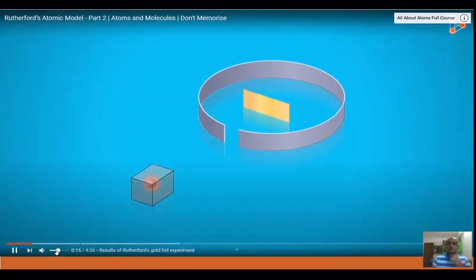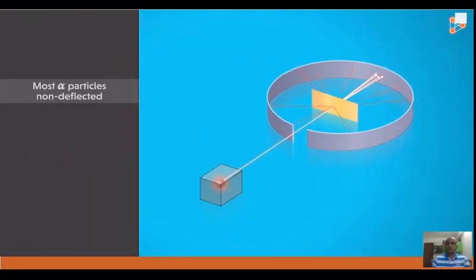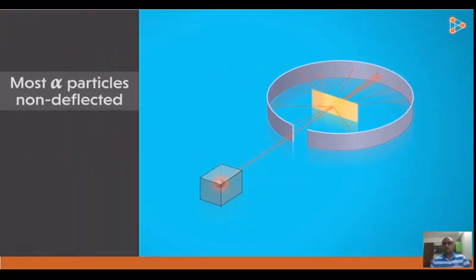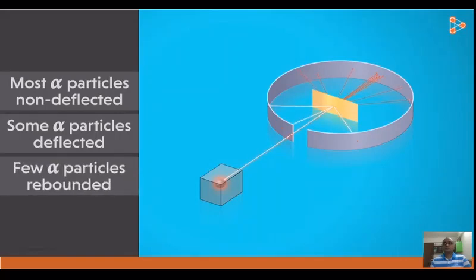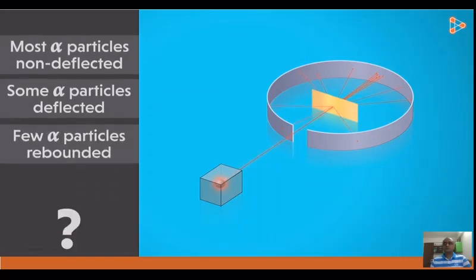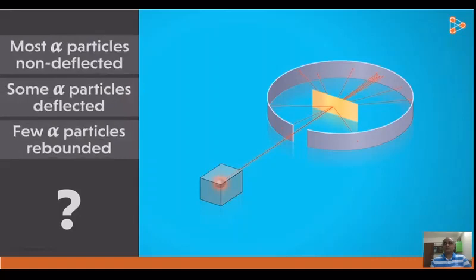He found that most of the fast-moving alpha particles passed straight through the foil and hit the detector. However, some particles got deflected by small angles. And lastly, to his astonishment, few alpha particles also rebounded. Now, how can this be possible? These three observations made Rutherford think that the plum pudding model is not really correct.